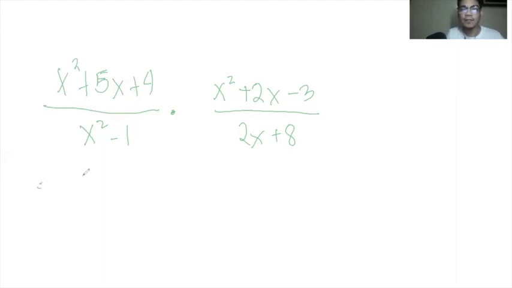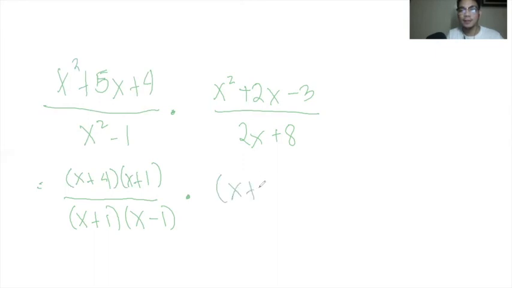So x squared plus 5x plus 4 can be factored as x plus 4, x plus 1. So you can use here the window method or easy method or trial and error for you to get the factors. Over x squared minus 1 is difference of two squares. So how do we factor difference of two squares? It will be just x plus 1 times x minus 1 times x squared plus 2x minus 3 can be factored as x plus 3 and x minus 1 over 2x plus 8.